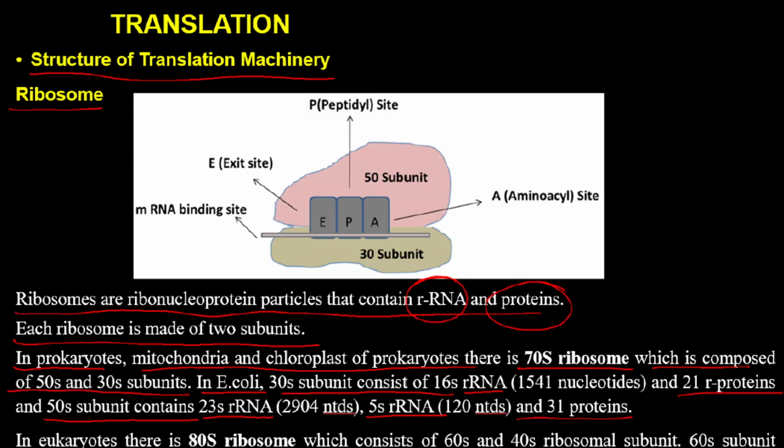Next is the structure of the ribosome. So ribosomes are ribonucleoprotein particles that contain rRNA and proteins. Because of the presence of RNA and proteins, it is called a ribonucleoprotein. Each ribosome is made up of two subunits. In prokaryotes, and in mitochondria and chloroplast of prokaryotes, there is a 70S ribosome, which is composed of 50S and 30S subunits. In E. coli, the 30S subunit consists of what?